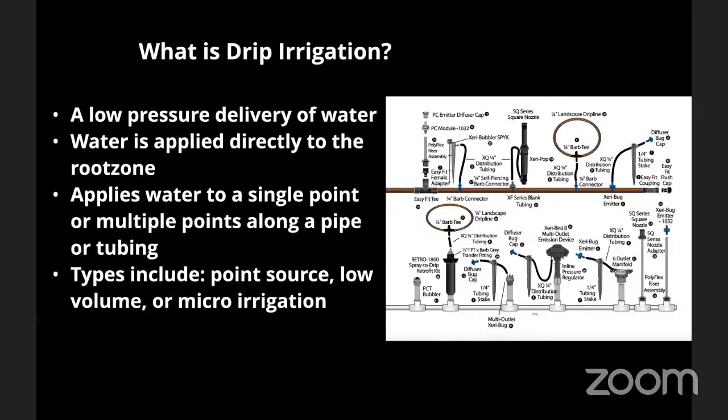It applies water individually to single points or multiple points along a piece of pipe or tubing, so it's not a spray. And the different types include point source. Those are those little buttons or doodads that you either snap directly into a half-inch pipe or have that small spaghetti tube. Then there's low volume or micro irrigation, and some of those are also called micro sprays. We'll talk briefly about that.